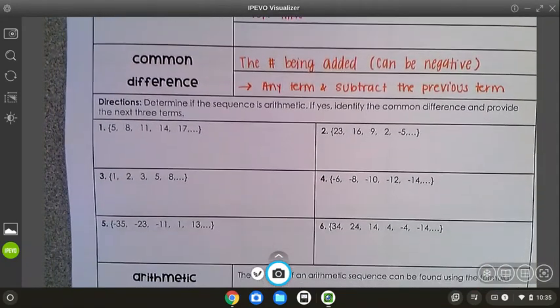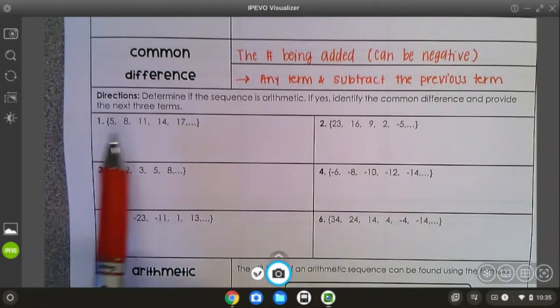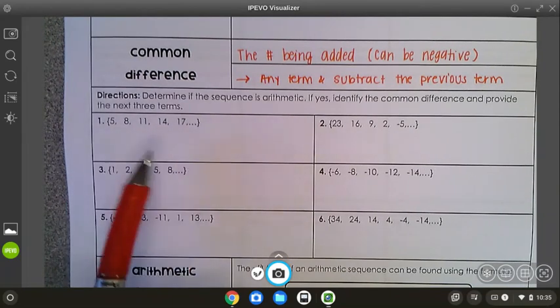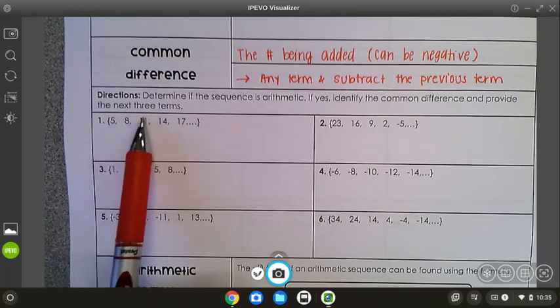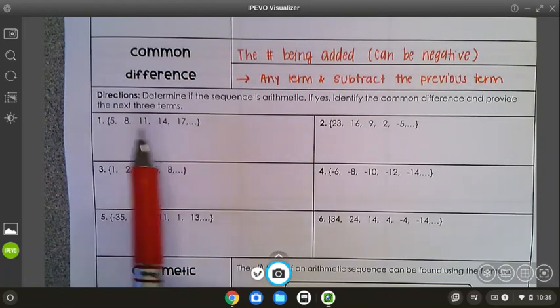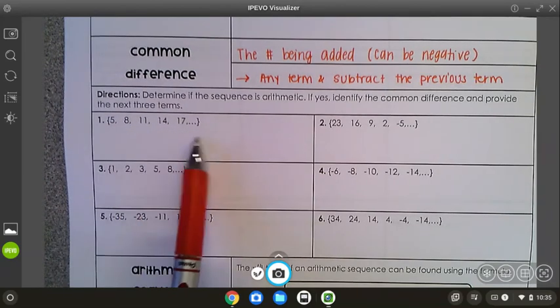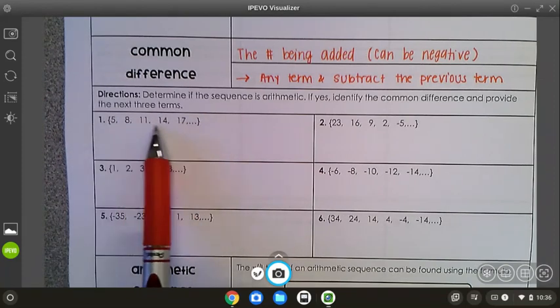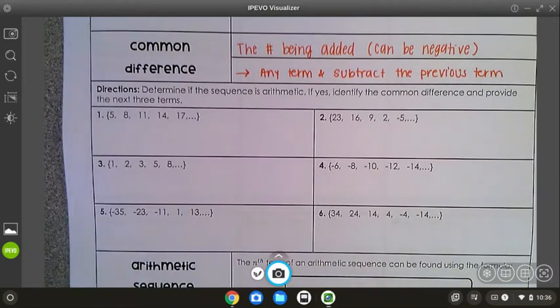So we've got some examples here where we are going to determine if it's arithmetic or not. When we're figuring this out, we need to check the difference between all of these, because it's possible that I might add 3, add 4, add 5, add 6. We want to make sure that we're adding the same number every single time. And if we are, then it is going to be arithmetic.